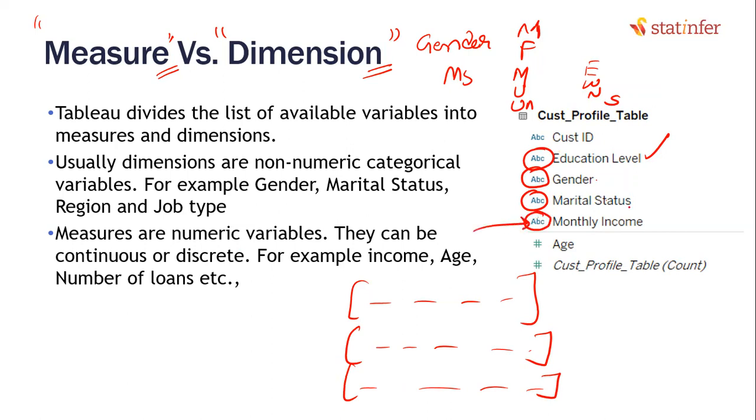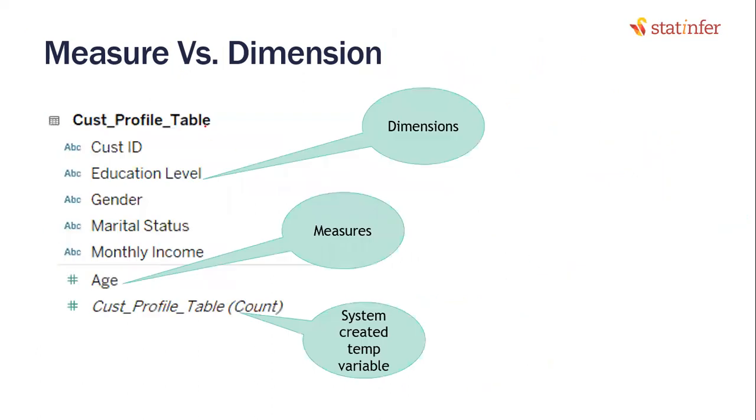That means there is something wrong with it. Inside the data, there must be some values that are non-numeric. That's why it is read as a dimension. We will see what the issue is there. Age. Now you see this hash. Hash means numeric. Age is a number. Customer profile table count, the number of records in that customer profile table, is again a measure.